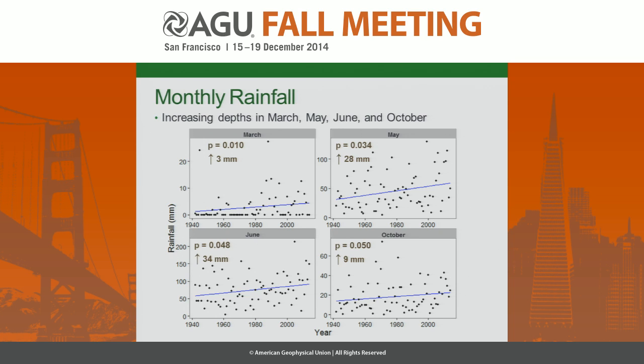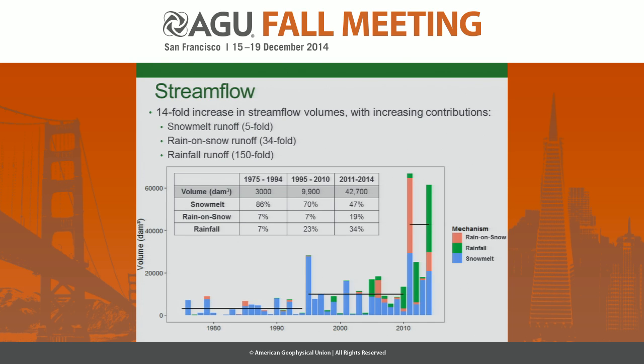May and June is also seeing a pretty substantial increase of 28 and 34 millimeters respectively. And as well as October, we're seeing increases. And I'll get into how those have impacted the streamflow just briefly here. So, streamflow records, moving into those. Given those changes in land use and the climate, we're seeing that streamflow is responding to this.